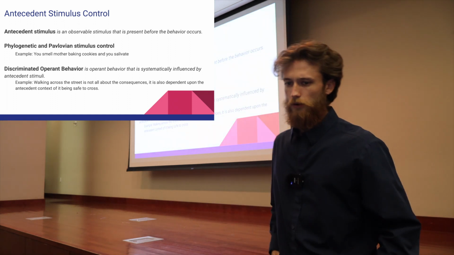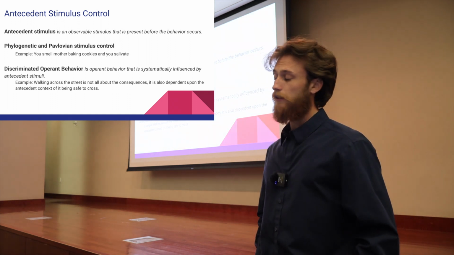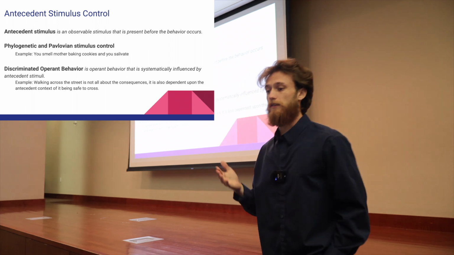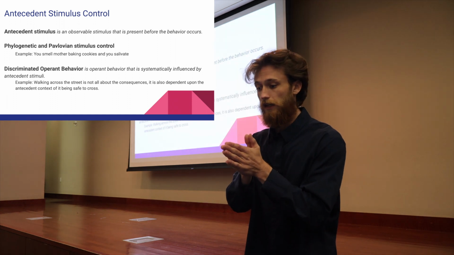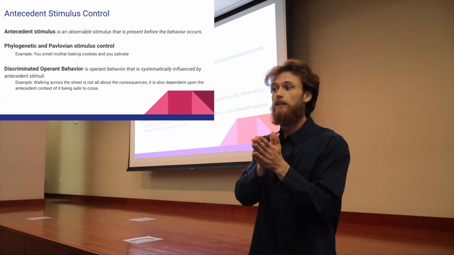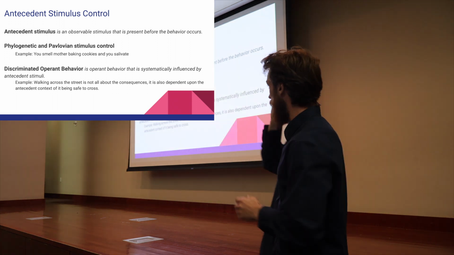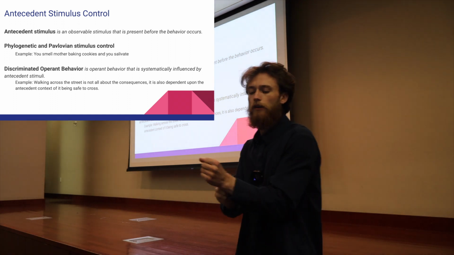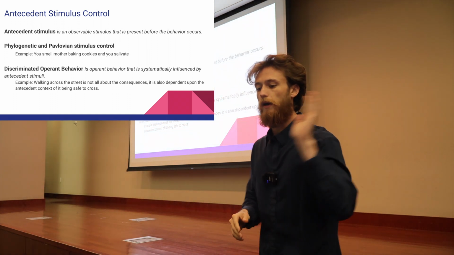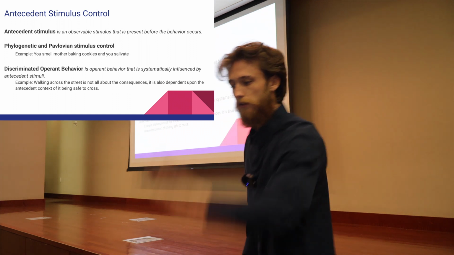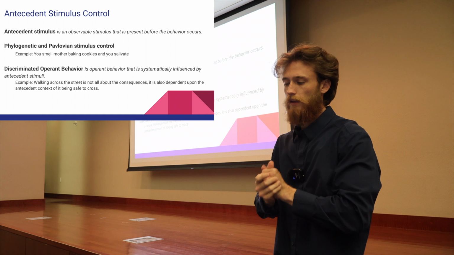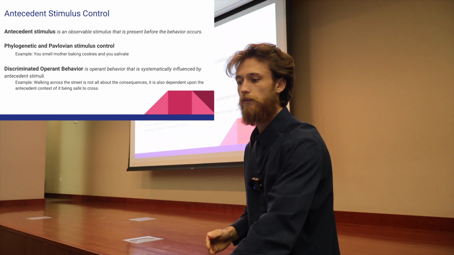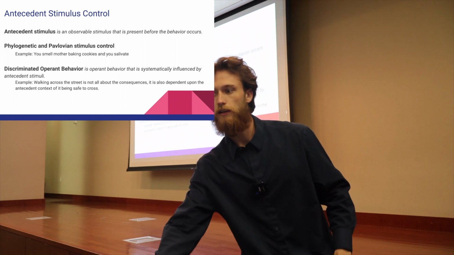Okay, so first off, we have the phylogenetic and these Pavlovian stimulus controls, right? Because these would be reflexes. Something in the environment signals, it elicits a response. If, then, right? So you get a pinch on your hand, or you touch a hot stove and you pull away. The antecedent of the stove being hot and you touching it, right, you respond a certain way. Now, that's not learned, but you wouldn't pull your hand away if it wasn't hot, right? So that's where the context comes into play.